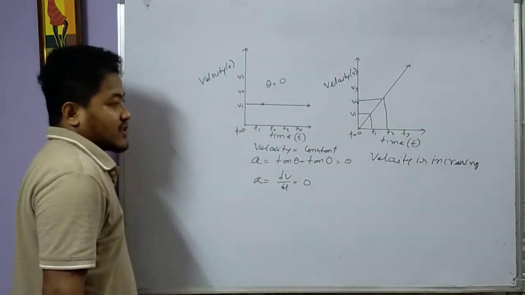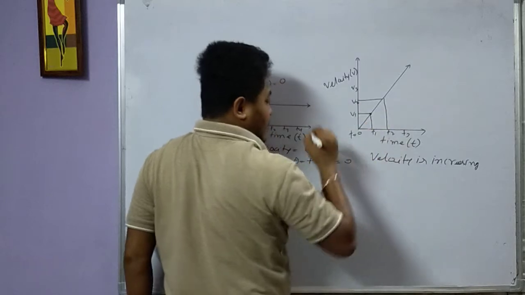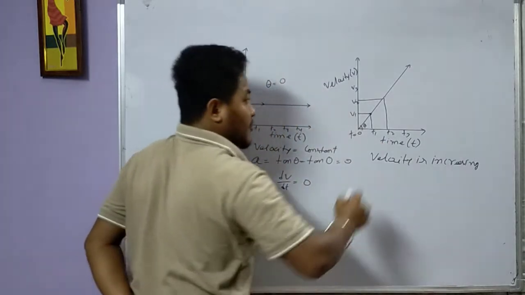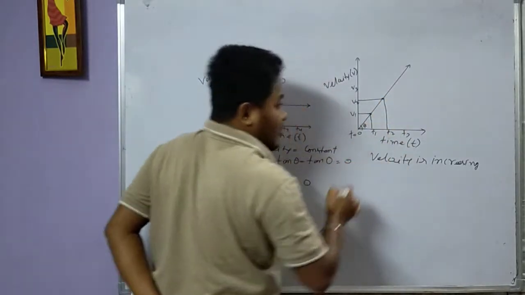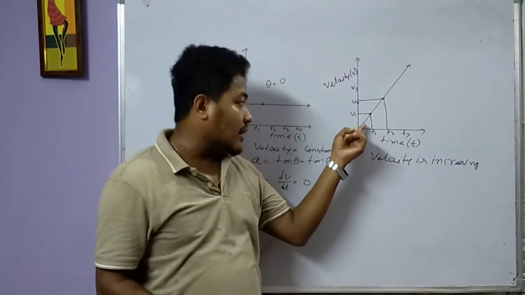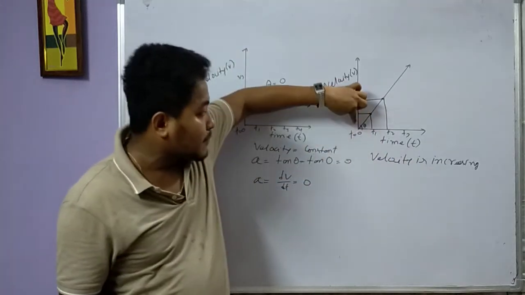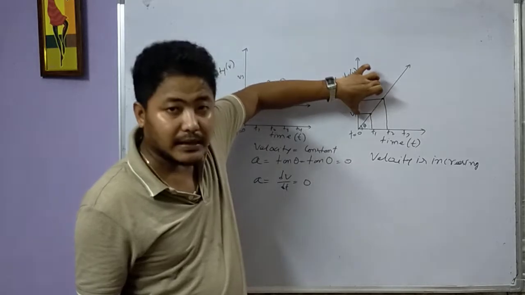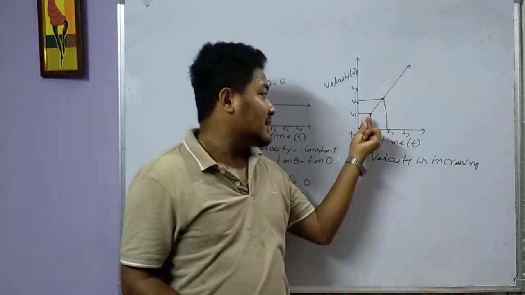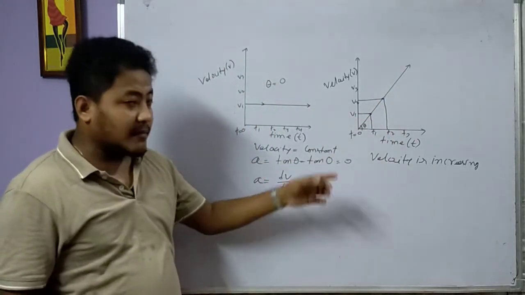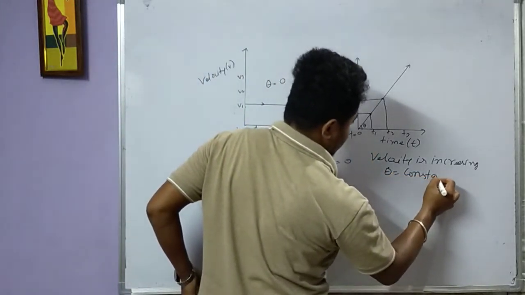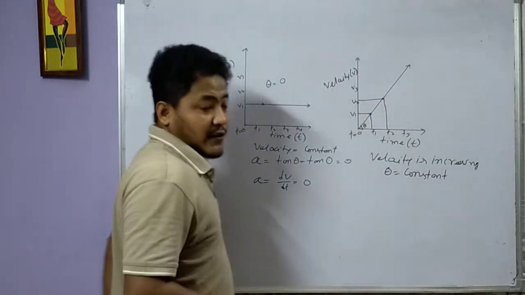If velocity is increasing, and you make a tangent at this point, this tangent will make an angle theta again. If you make a tangent at this point, then also the angle will be the same theta. If you make a tangent at this point also, the angle is going to be theta. That means no matter where you make a tangent on this straight line, it is going to produce a constant angle theta. In the previous case theta became 0, but here theta is constant.